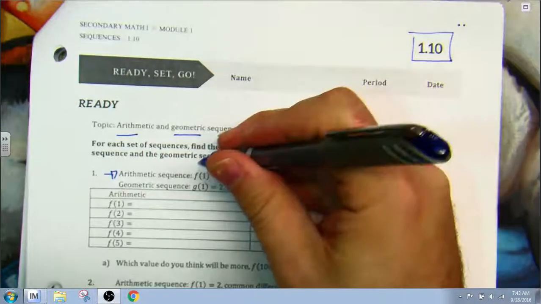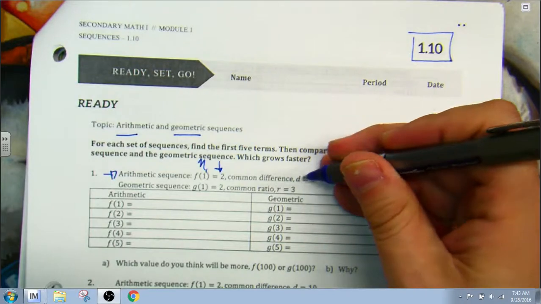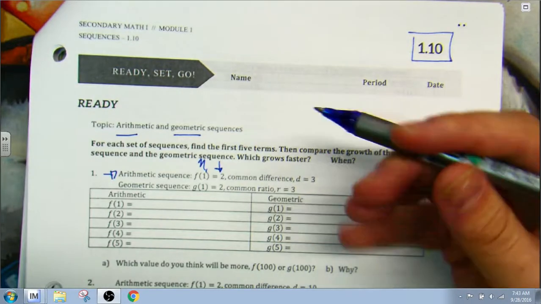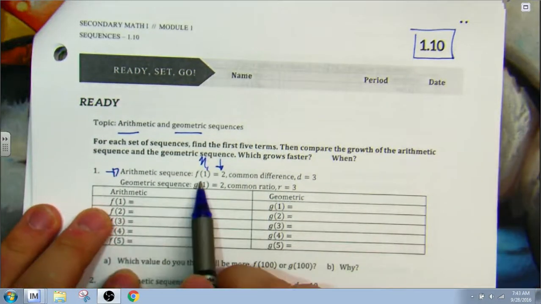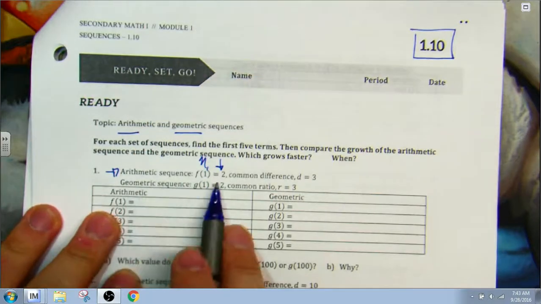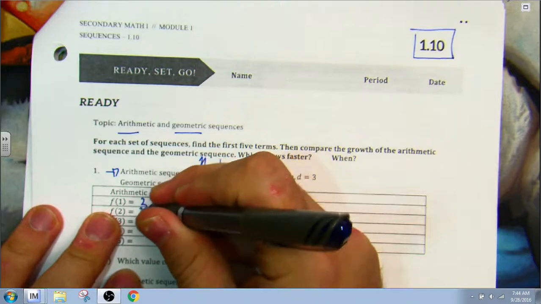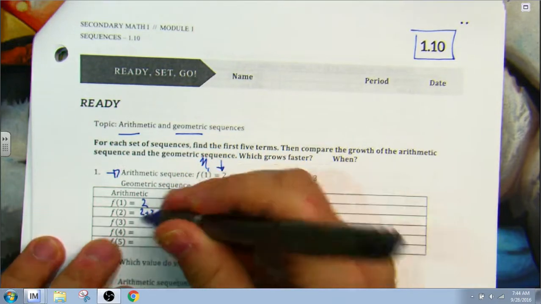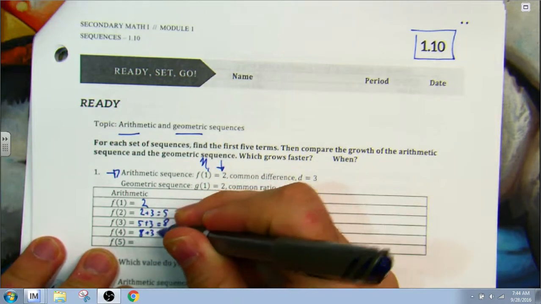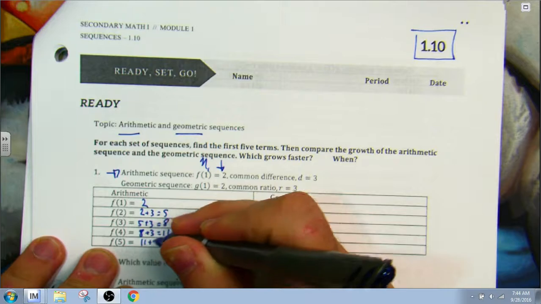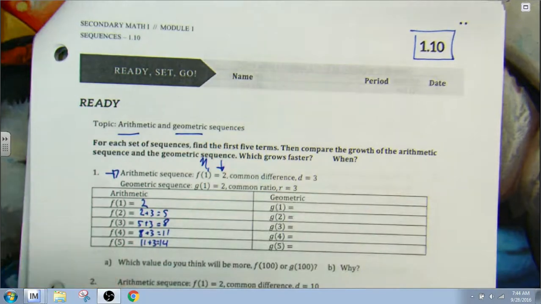Our first terms are identical, and our rate of change, the common difference or common ratio, is the same as well. So we're just going to look at what's going on here. f of 1, that's telling me I'm doing the arithmetic, is going to be 2. And then I know I'm adding 3 each time, so 2 plus 3 is 5. 5 plus 3 is 8. 8 plus 3 is 11. And then 11 plus 3 is 14. That one's pretty easy.